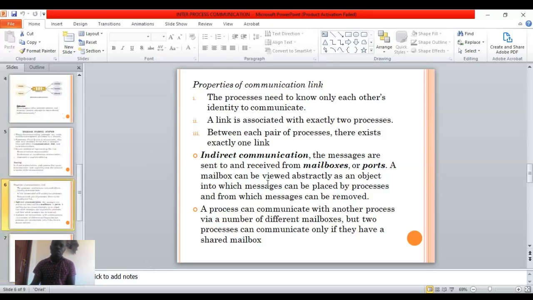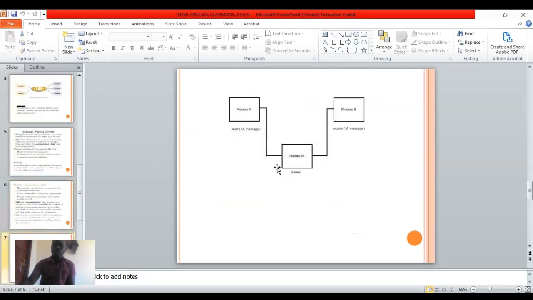And then we have a diagram here that shows us how this communication takes place. We have process A and then we have process B. In this case, we can see that in each and every message being sent by process A, there is an explicit naming of the mailbox that is involved.